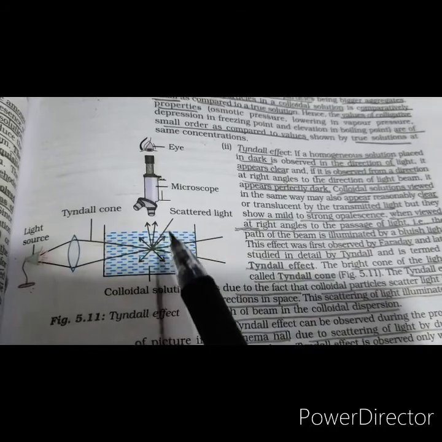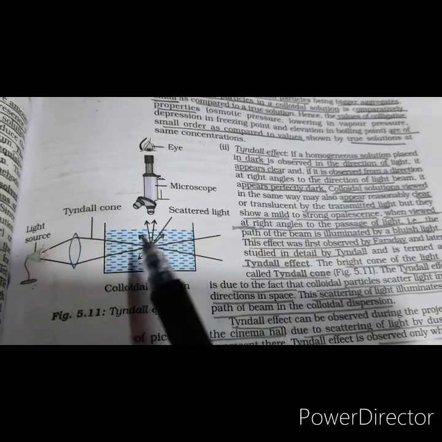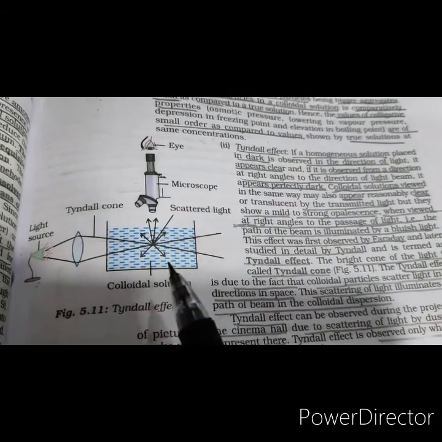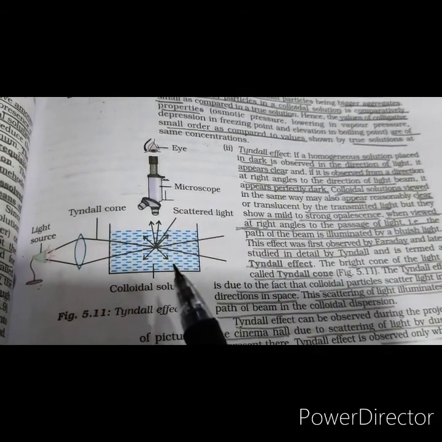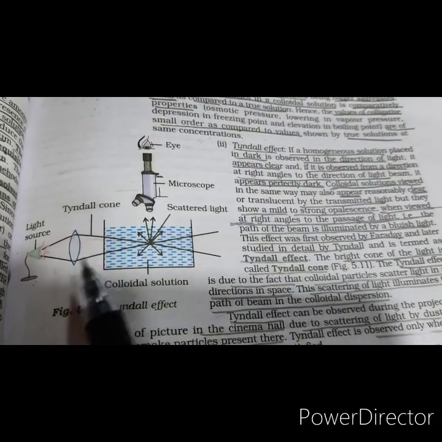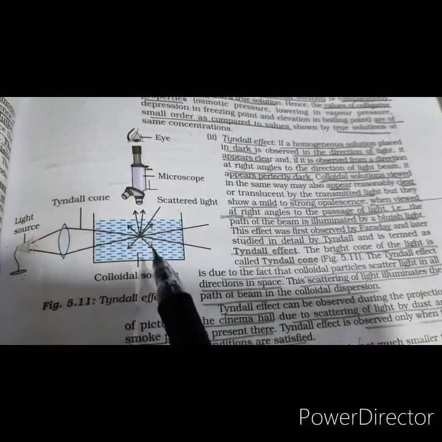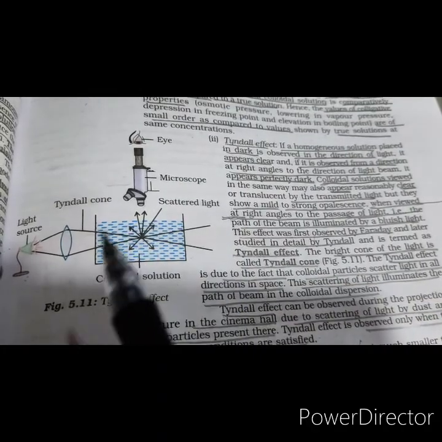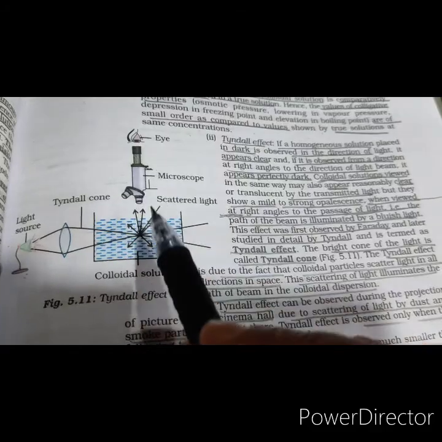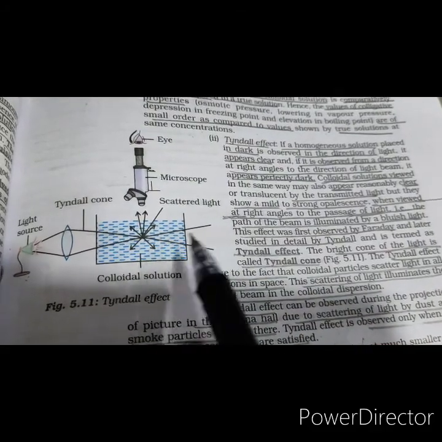Now we come to the Tyndall effect. The Tyndall effect is the scattering of light by the colloidal particles, and as a result of this scattering, the path of the beam is illuminated and we are able to see a bright cone which we call the Tyndall cone. This effect is observed if we view the colloidal solution in a direction at right angle to the passage of light.